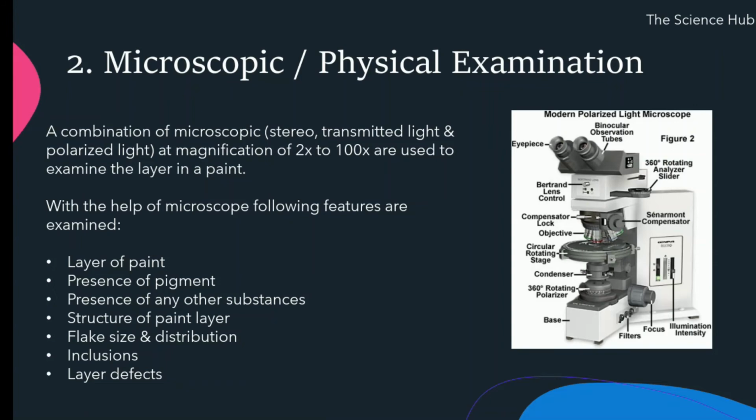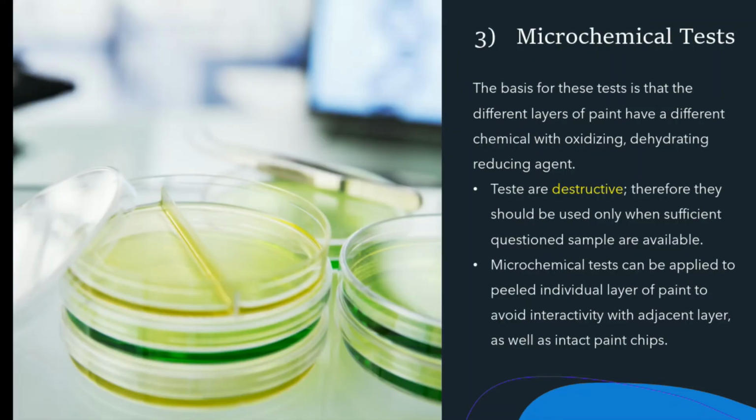Now, a combination of microscopes, that is stereo, transmitted light and polarized light, at a magnification of 2x to 100x, is used to examine the layers of paint. With the help of these microscopic techniques, we would get to know about the layers of paint, presence of pigment in the particular sample, presence of any other substance or foreign particles, structure of paint layer, flake size and distribution, inclusions and layer defects.